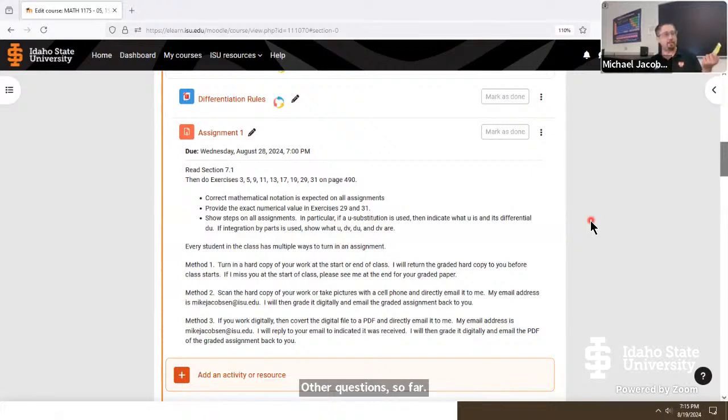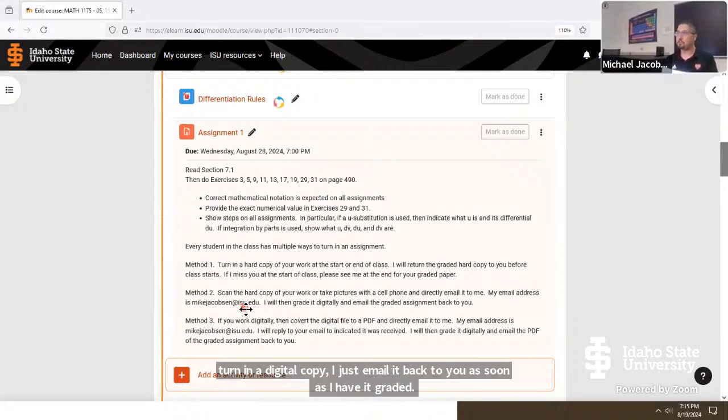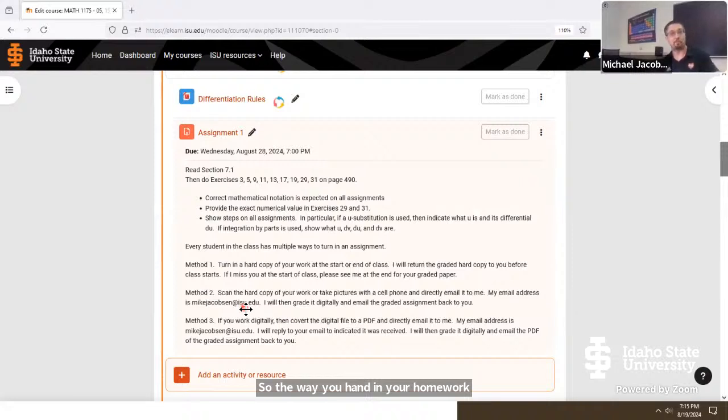Okay, so again, if you're doing it on paper, but you live hundreds of miles away or something like that, just scan your work. You don't need a scanner. You can use your cell phone and that'd be fine as well. Directly email it to me at mikejacobson@isu.edu, and I'll grade your homework digitally. So this has some ramifications though. If you turn in a hard copy, I can't get it back to you until I see you next in class. If you turn in a digital copy, I just email it back to you as soon as I have it graded. So the way you hand in your homework sometimes has to do more with how you would like to get your homework handed back. So that's one thing to consider.